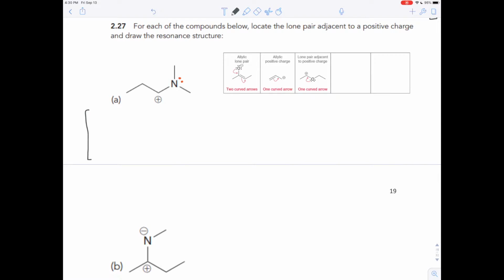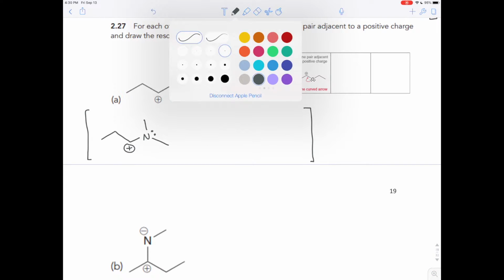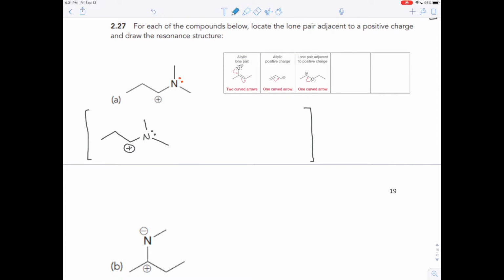The brackets warn the world that none of the structures we're about to draw are the true structure. The true structure is the average of them all. And we'll just copy the molecule. Remember, when carbon has a positive charge, that means it only has 3 bonds. So here you just have 1 invisible hydrogen.